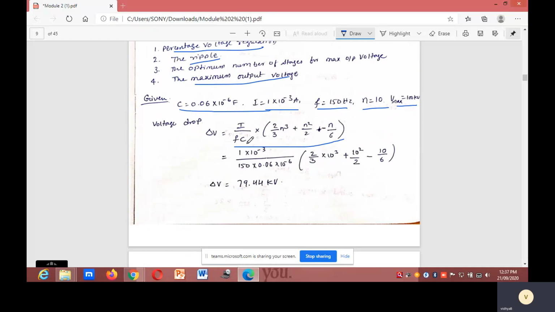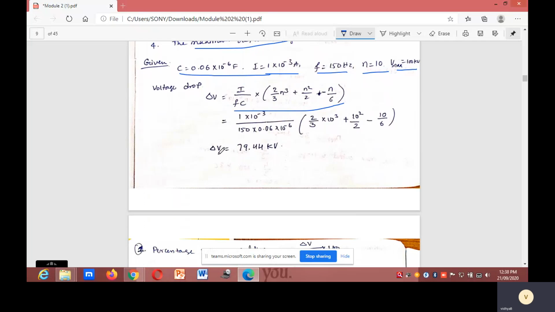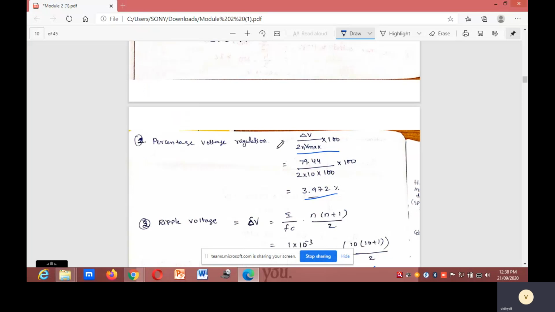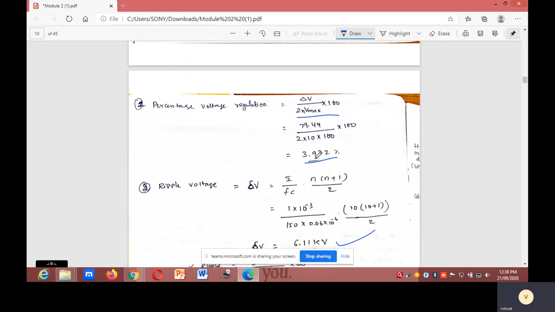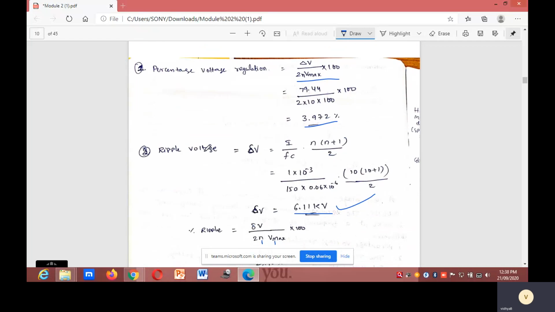Voltage drop is I divided by FC into open bracket 2 divided by 3 n to the power of 3 plus n square divided by 2 minus n divided by 6 close bracket. We know the values of F, C, I and N. Substitute, you'll get the voltage drop is equal to 79.44 kilovolt. Next, voltage regulation. First they have asked to find out voltage regulation. Voltage regulation formula is delta V divided by 2n V maximum into 100. We know the voltage drop value and N value and V maximum value. Substitute, you'll get 3.972%.